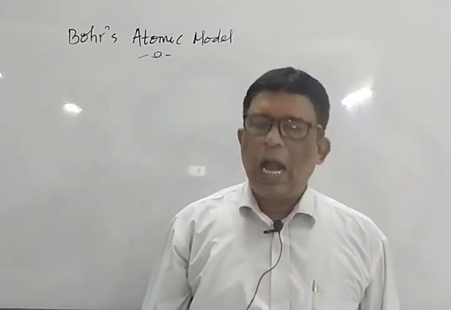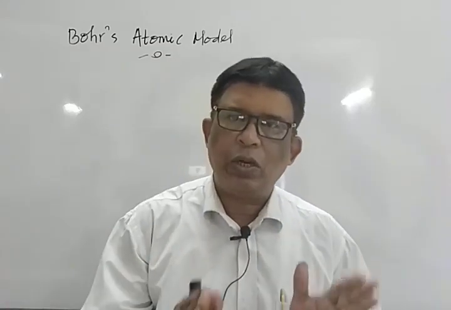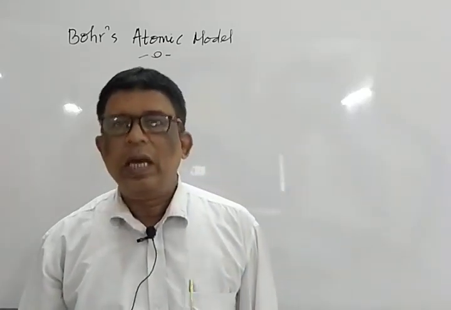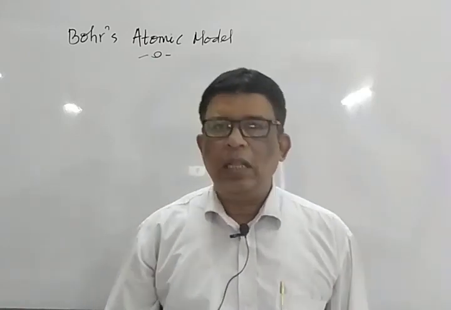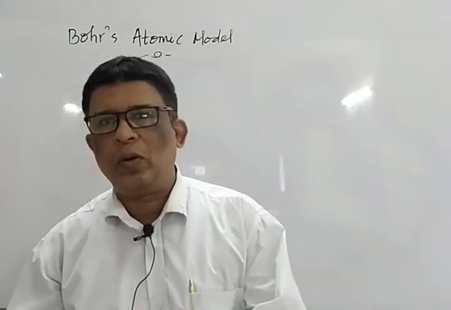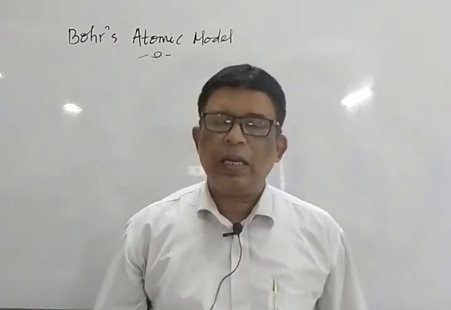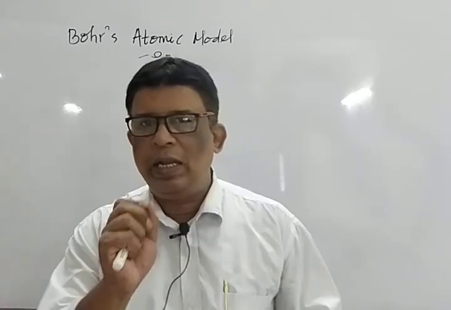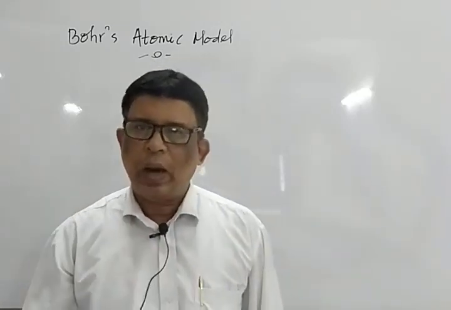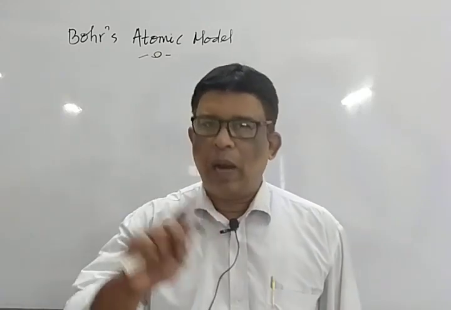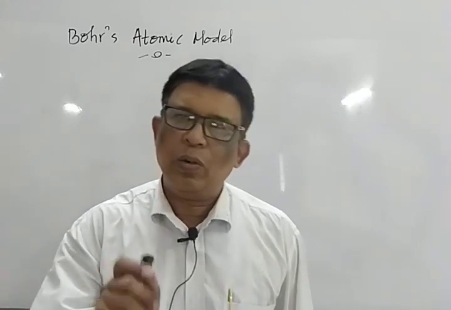Point 1, according to him, that atomic model is compared with the solar system. That means the nucleus is compared with the sun, while the revolving electrons are compared with the planets. But actually it is wrong. The electron is very small in size, low in mass, and negatively charged, while the planets are massive and have no charge.